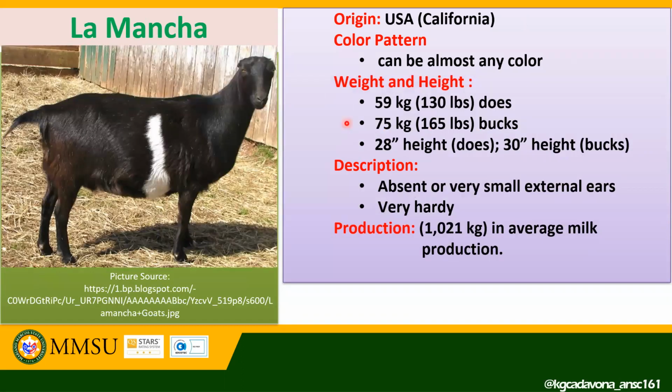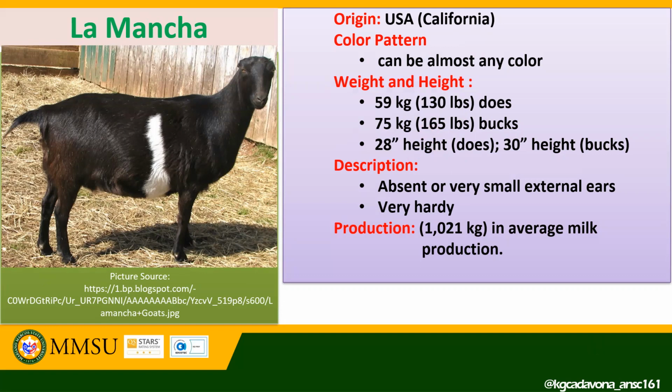Second, we have the La Mancha, which originated in the United States of America, specifically in California. So among the other dairy goat breeds, this is the only one that originated from the USA. La Mancha goats come in a wide variety of colors. Actually, they can be of any color. Then La Mancha bucks stand about 30 inches or more with an average weight of around 75 kilograms, and does about 28 inches and 59 kilograms.